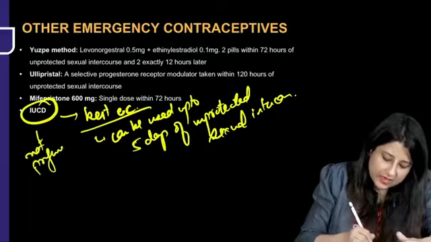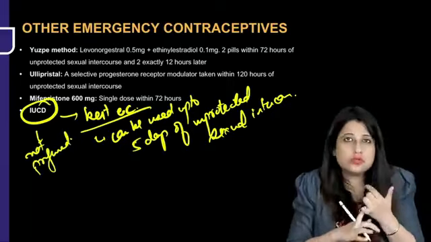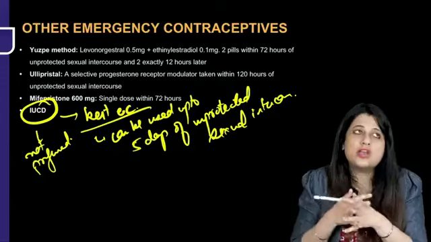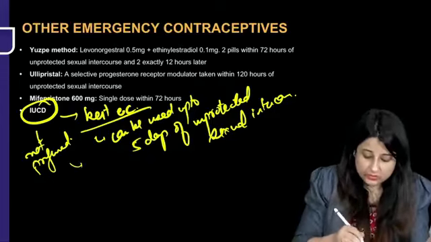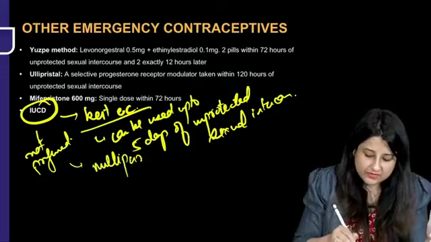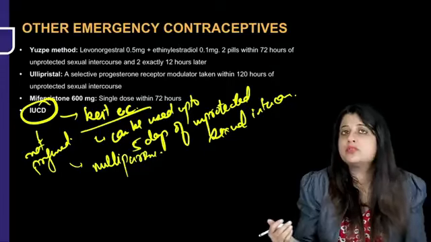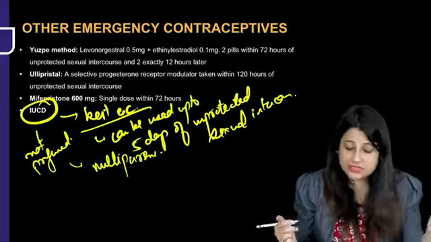Why? Because see, who is going to need emergency contraception? Mostly young adolescent women who have not given birth, or even newly married couples who don't want any children. So it's not preferred because it should not be used in a nulliparous woman. It's not preferable to use it in a nulliparous woman. Plus, any other method which is used as emergency contraception.